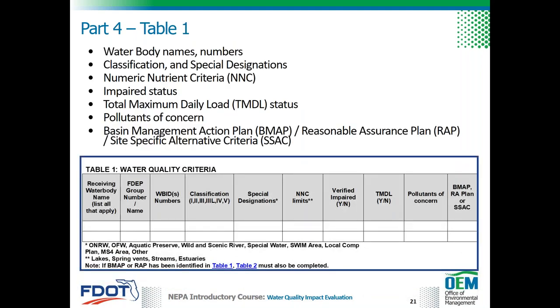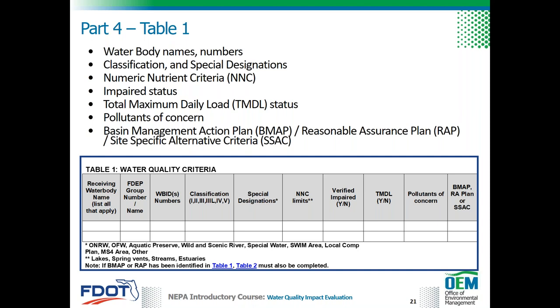Table 1 describes water quality criteria. List water body names and identifying numbers and classification status. Identify whether there are special designations that apply, such as outstanding national resource water, outstanding Florida water, aquatic preserve, wild and scenic river, special water, a surface water improvement and management, or SWIM, designation, special designation in a local comprehensive plan, inclusion in an MS4, or other designation.